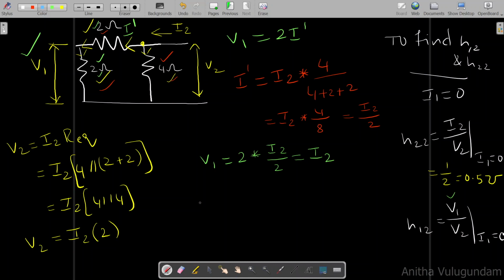And now we can write H12 equal to V1 by V2. V1 is I2 and V2 is 2I2. I2 gets cancelled, that equals 1 by 2, which is equal to 0.5. This is a voltage gain parameter, and H12 is a dimensionless parameter. We have got all the H parameters.